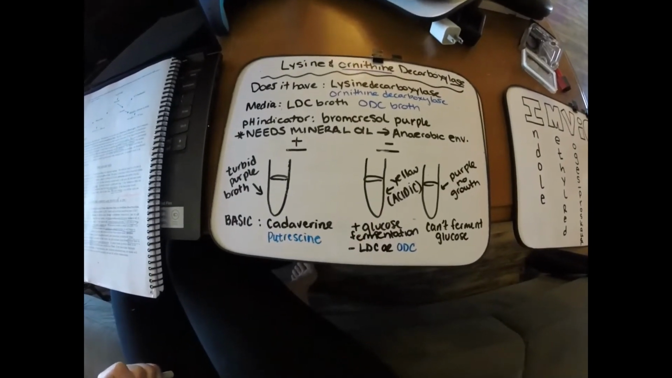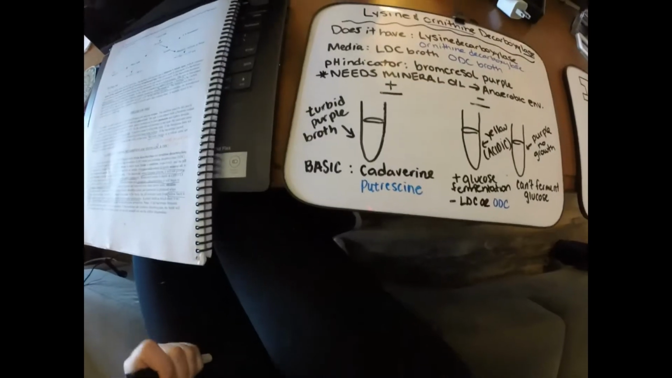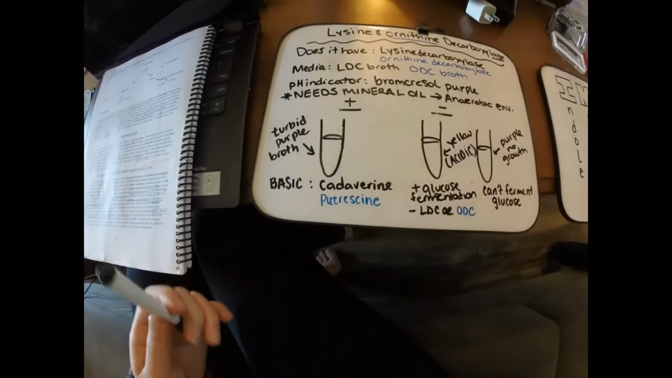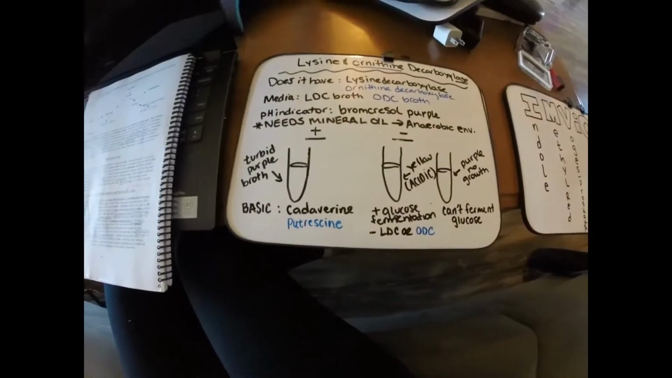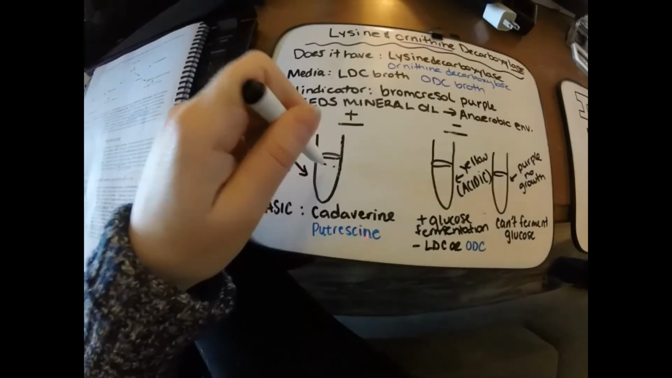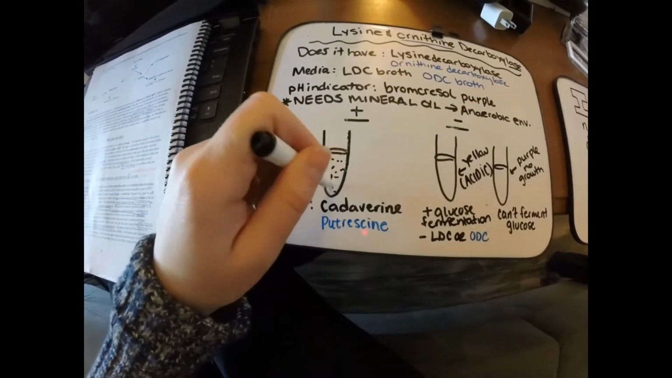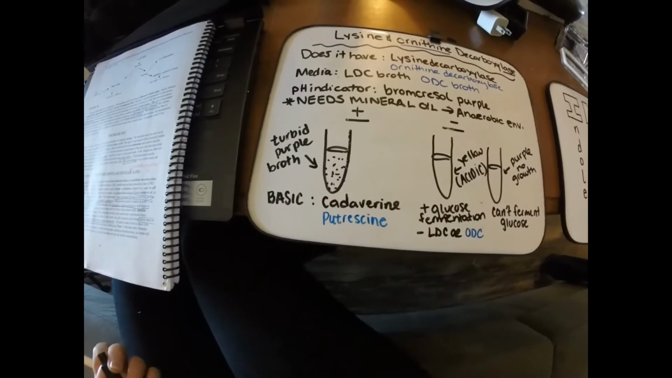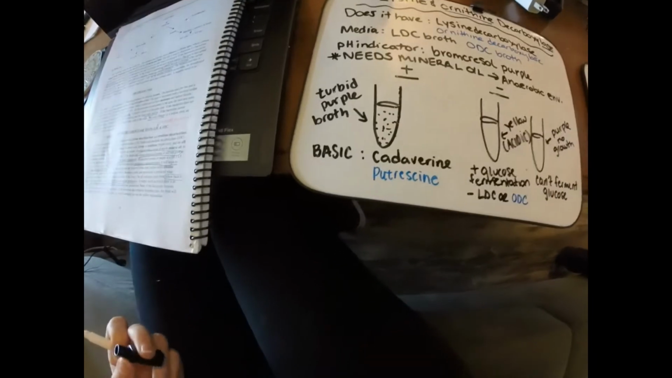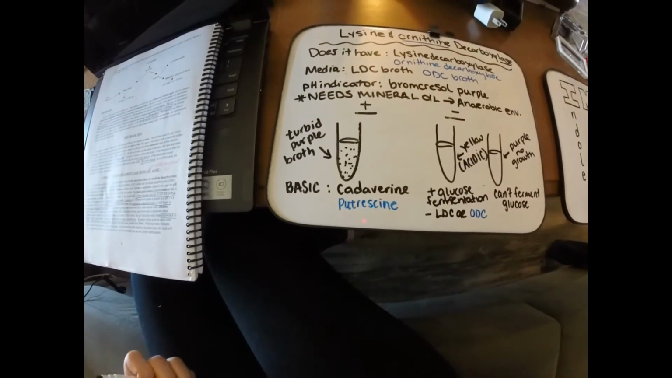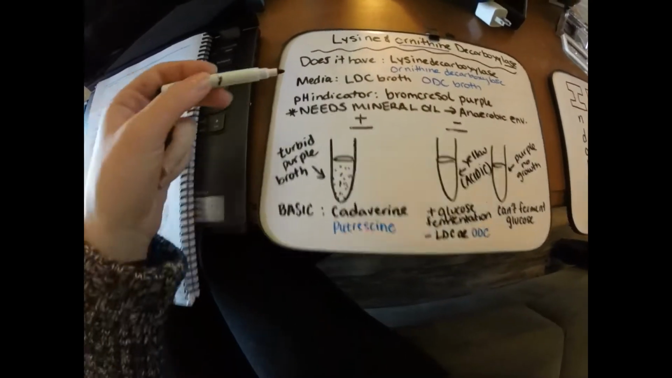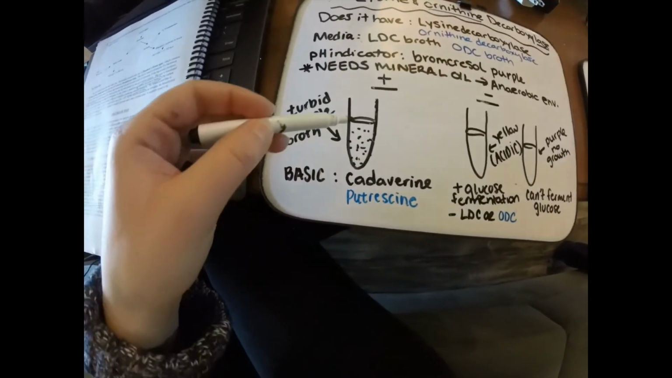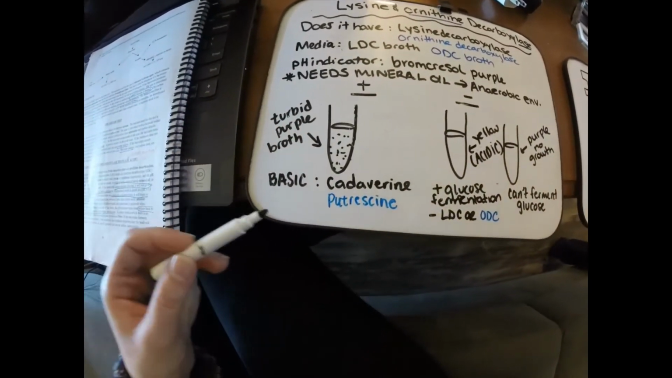So if you have a positive test, what you're going to see is a turbid purple broth. So maybe I should draw some turbidity in there. That makes sense, right? Okay. A turbid purple broth, and that indicates that this is a basic condition. So in basic environments with this pH indicator, this will remain purple, and you will see growth. It will look foggy, turbid, right?